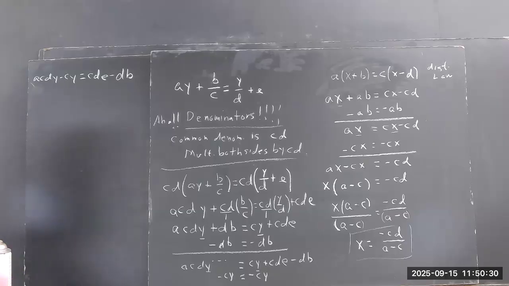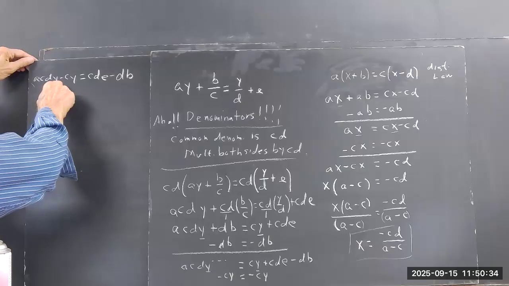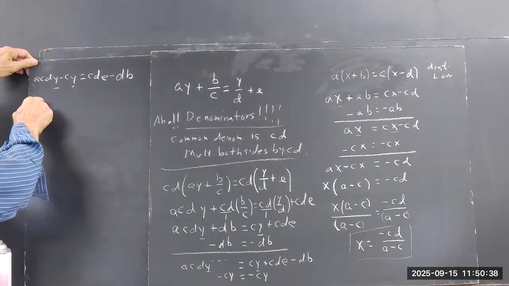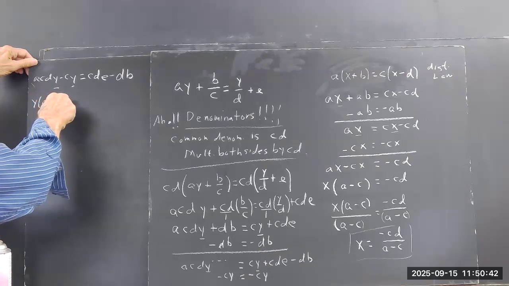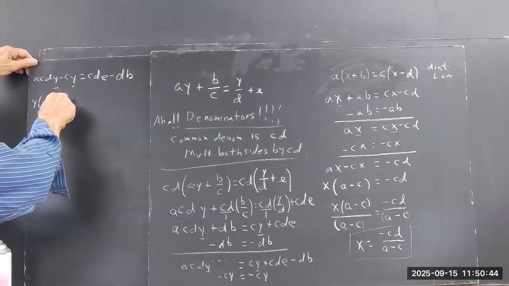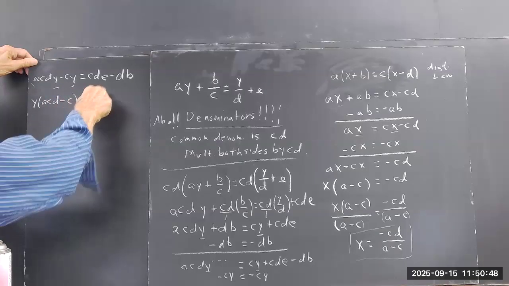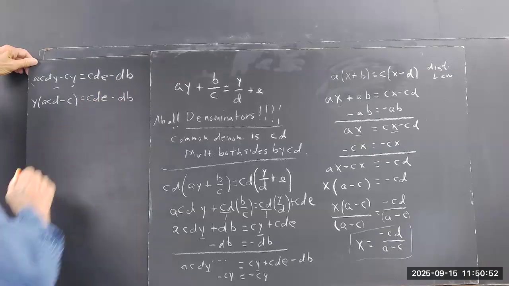Now what do we do? Well, same thing we did over here. We've got Y in this term and we've got Y in this term. So we can write this as Y multiplied by ACD minus C equals CDE minus DB.